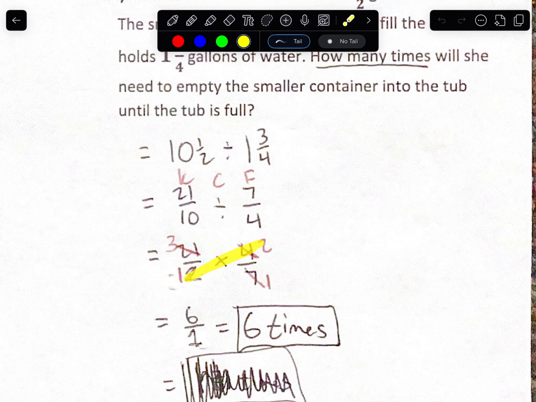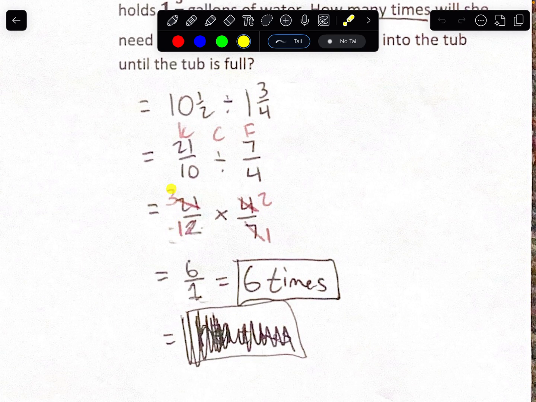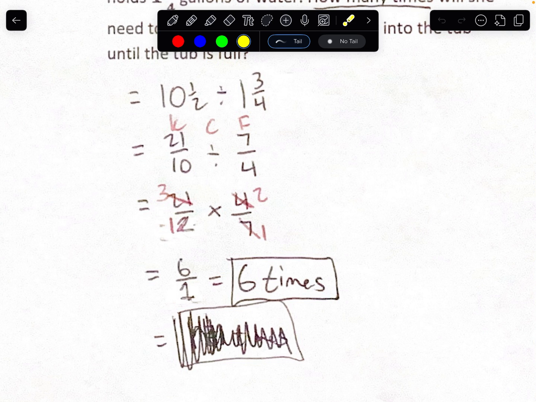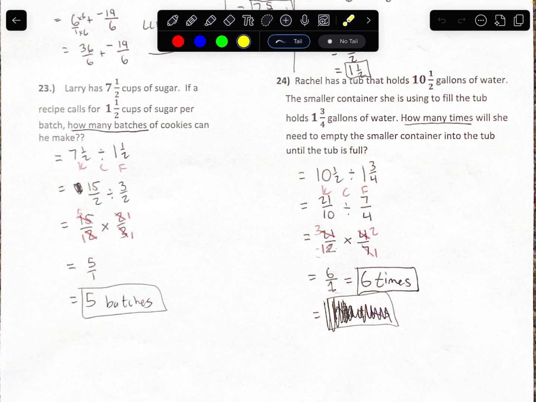2 and 4 can also cross cancel. So 2 can go into 2 one time. 2 can go into 4 two times. Multiply across, so 3 times 2 makes 6. 1 times 1 makes 1. And then simplify to get 6. And that's all the problems.